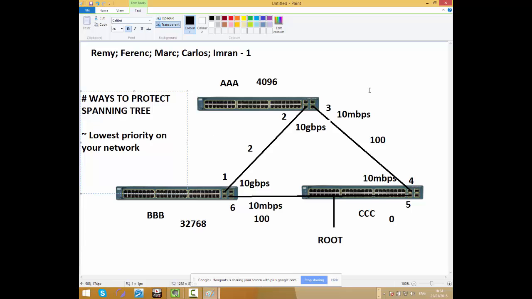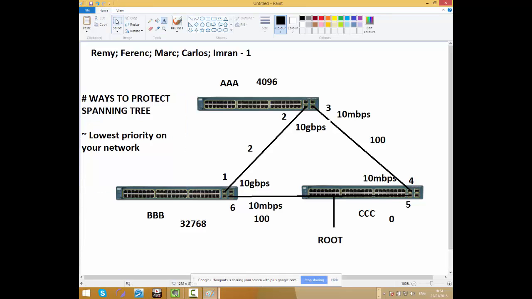Because what happens in this situation, Imran? Think of this situation. What if another guy came in with exactly the same priority, a priority of 0? He converts his priority to 0, and then he has a lower MAC address. So how do I protect in that kind of a situation? So let's say one of the users here.